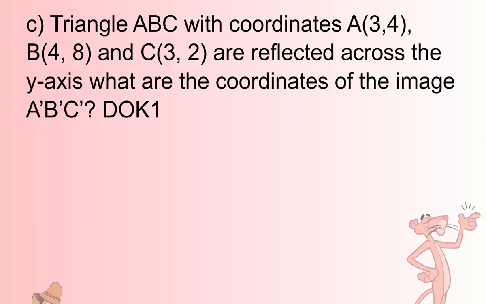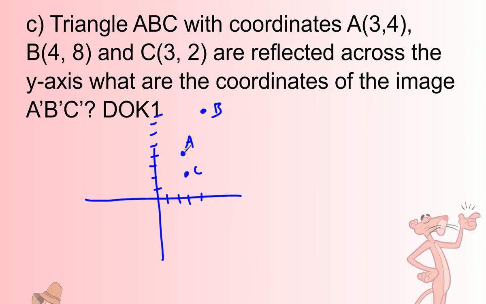Okay, so sketch, definitely in order. Boom, boom. 1, 2, 3, 1, 2, 3, 4. There's A. C is 1, 2, 3, 1, 2. There's C. B is 4, 8. 1, 2, 3, 4, 5, 6, 7, 8. All right. And there's B. So my image is something like that.